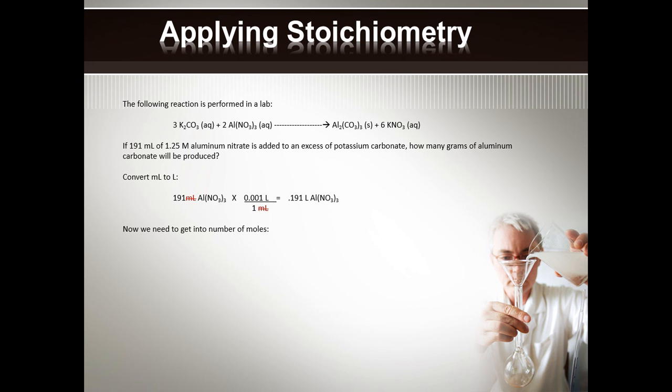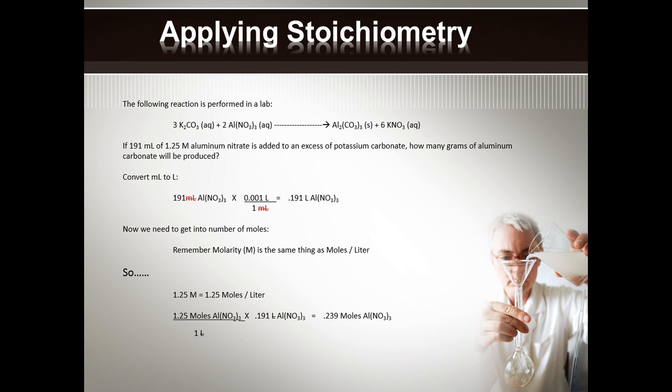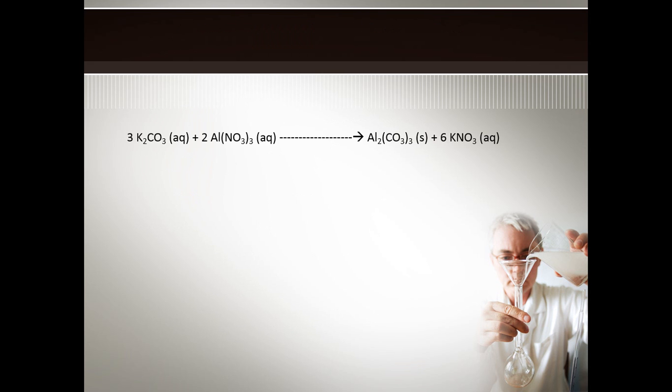So now we need to get to the number of moles. If you guys remember, molarity is the same thing as moles per liter. So 1.25 molar is the same thing as saying we've got 1.25 moles per liter. We can take that moles per liter and multiply it by our volume, and that's going to give us the number of moles. So we have the 1.25 moles of aluminum nitrate per liter. We're going to multiply it by the 0.191 liters of aluminum nitrate, and that's going to give us 0.239 moles of aluminum nitrate. Okay, so there's our reaction again.